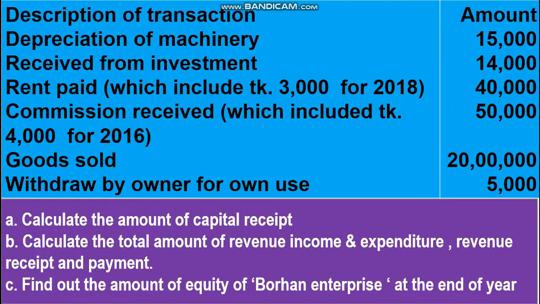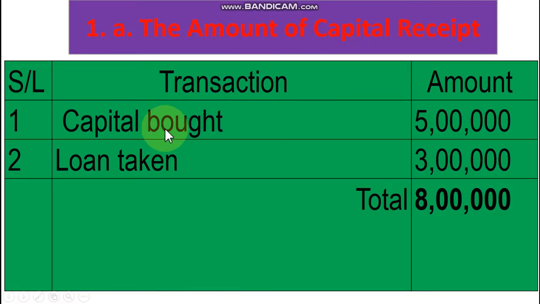Let's see the solution. Look at the amount of capital receipt. It is capital 5 lakh and loan taken 3 lakh, that means total 8 lakh. This is the capital receipt. There is no other example of capital receipt. I hope all of you understand. Just remember the basic thing, capital receipt means the receipt which is received at irregular intervals, not regularly. That is capital receipt, and we have 2 examples here, only capital and loan taken.